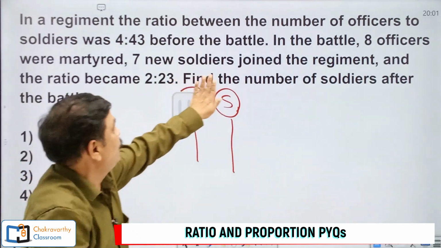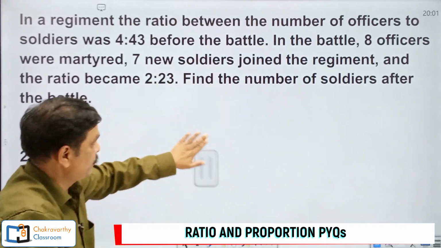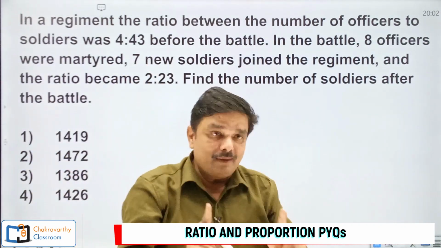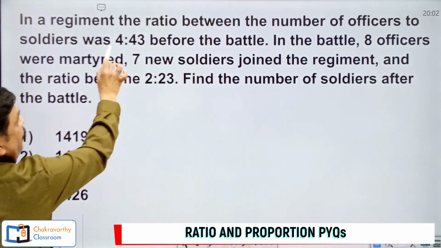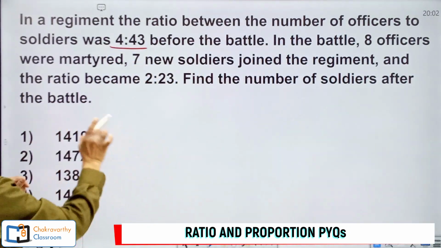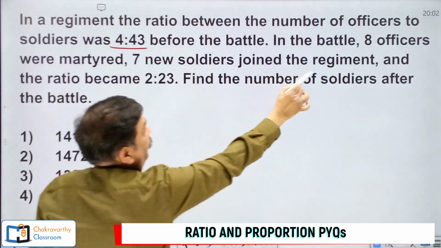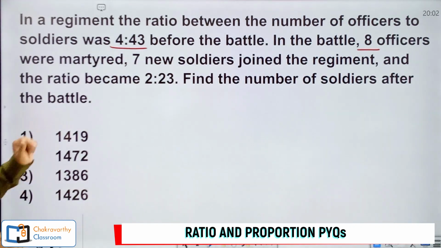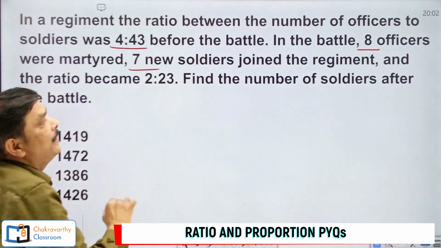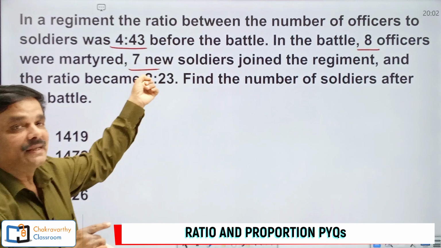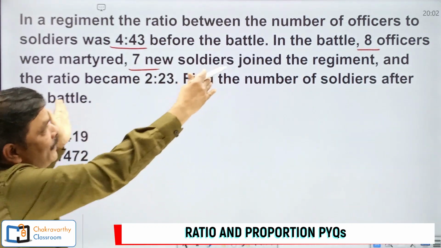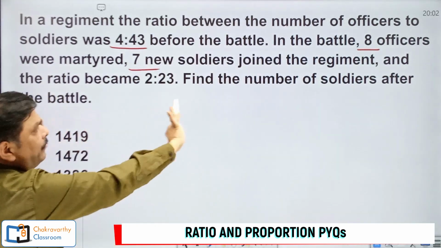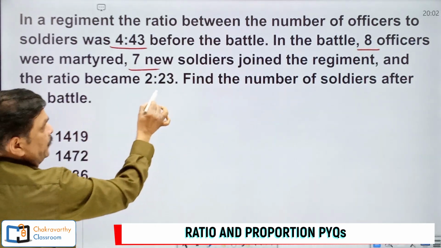But here, no need to go for the total to selection ratio. Directly you can go for the officer to soldier ratio, because here the first ratio is between officers and soldiers, and 8 officers were killed in the battle. Then 7 soldiers joined. That means 8 minus and 7 plus. So the comparison is between officers and soldiers only. For that reason, directly you take the officer to soldier ratio.